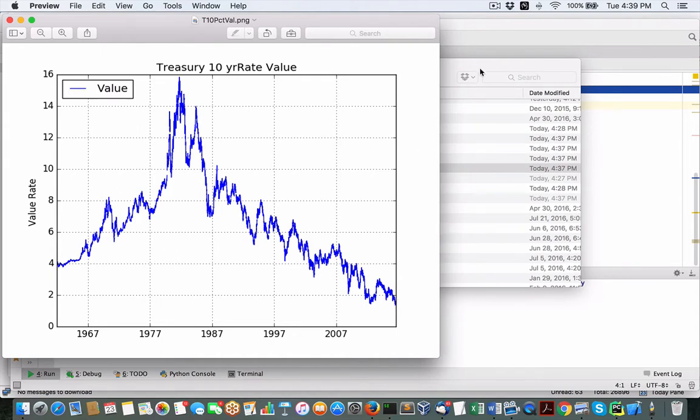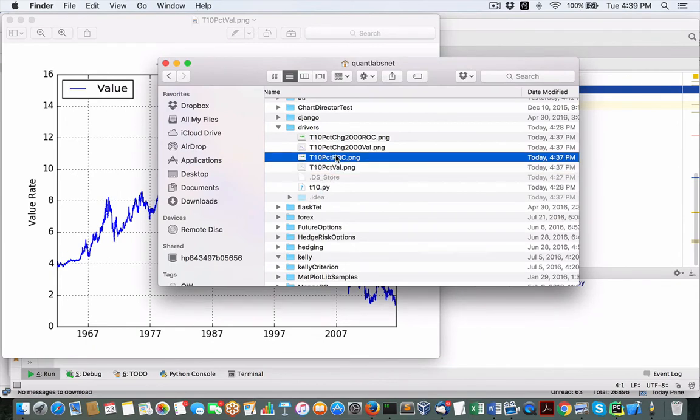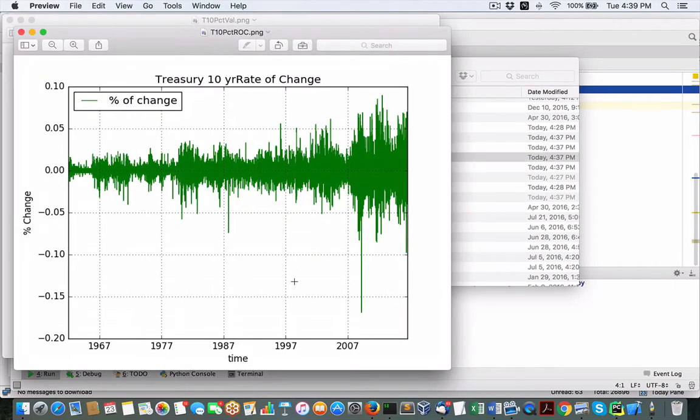Now this chart here is measuring the rate of change of that yield on a weekly basis. Here it's really interesting because you can see the volatility of the U.S.